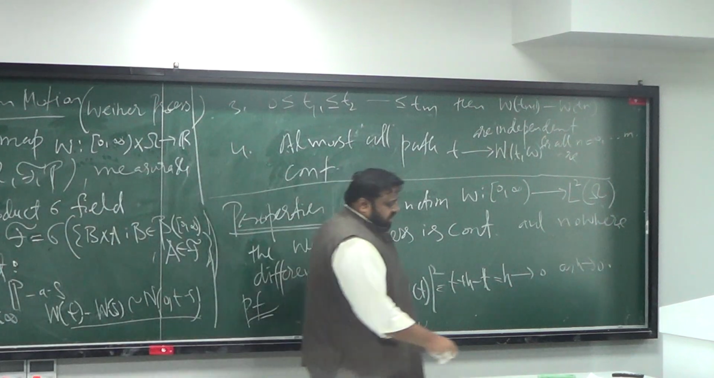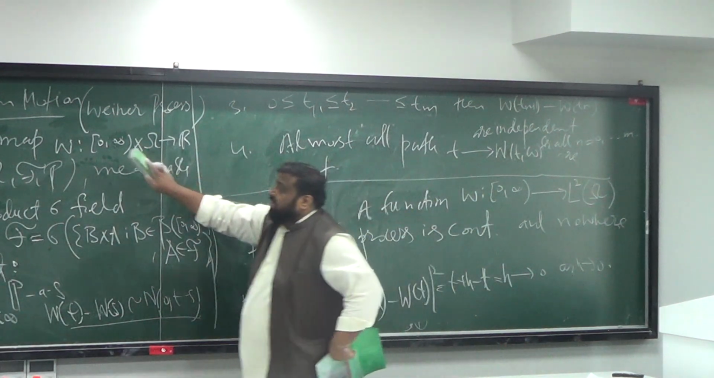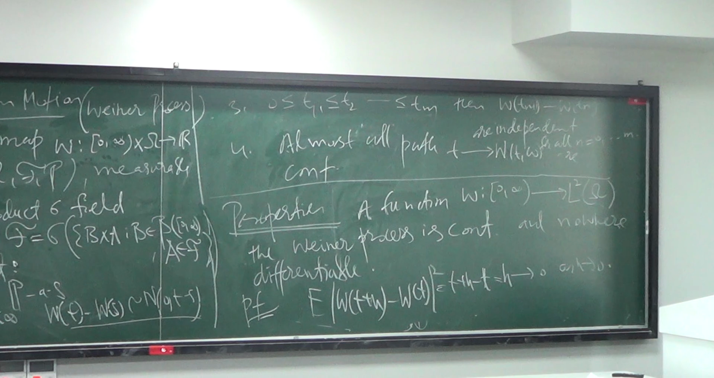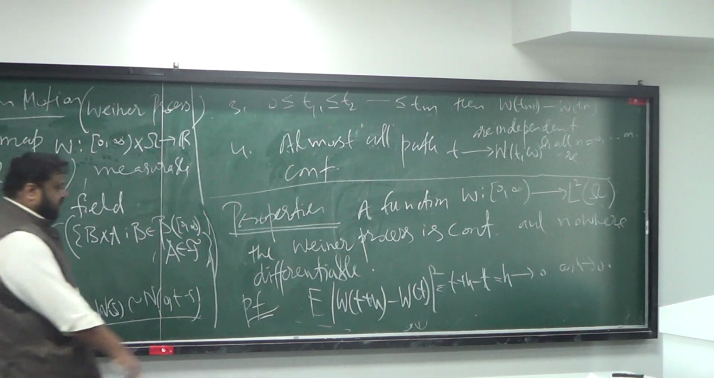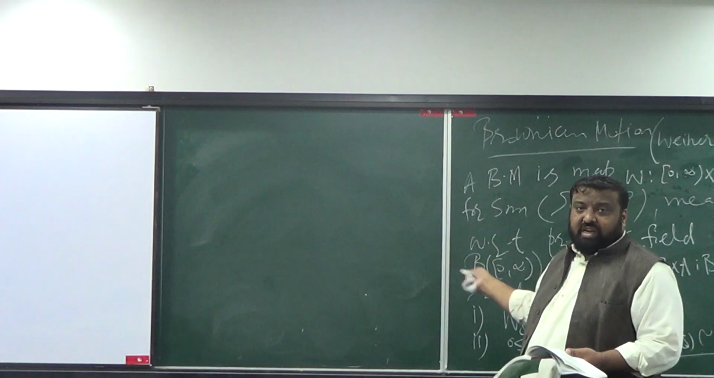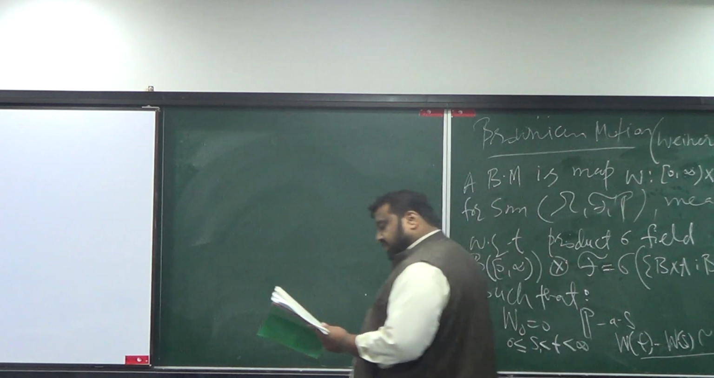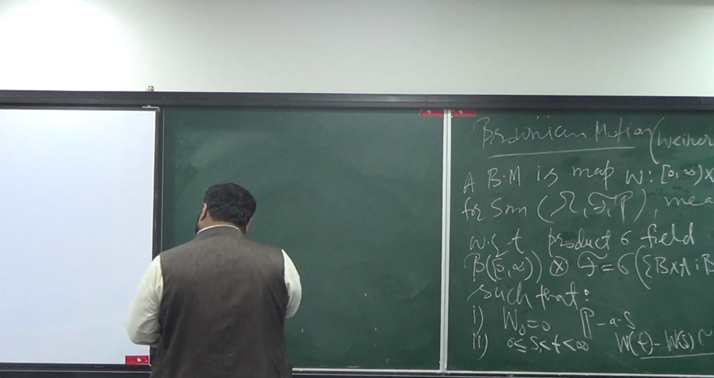That's not differentiable in the L2(Ω) sense. Nowhere differentiable. In other words, you can't find an instant t where this function is differentiable. That's what it means. So you have the kinks at all times. Okay?